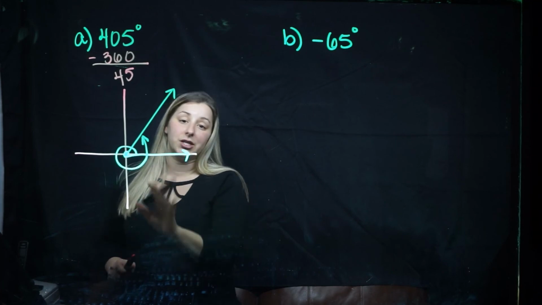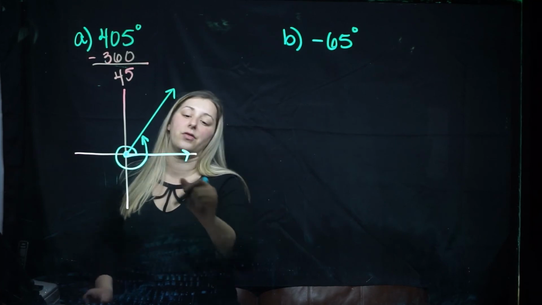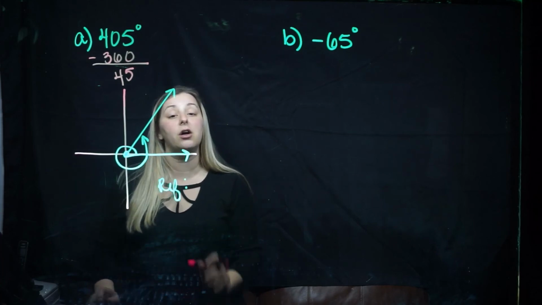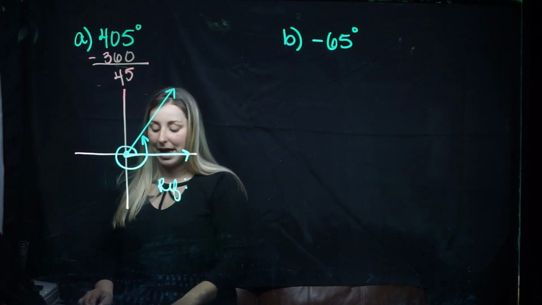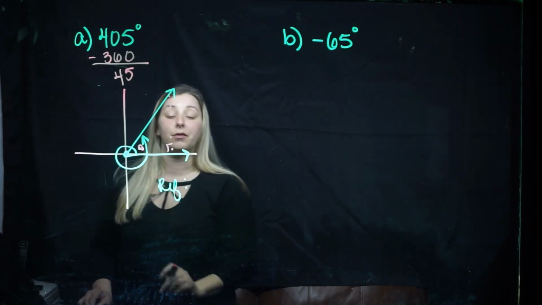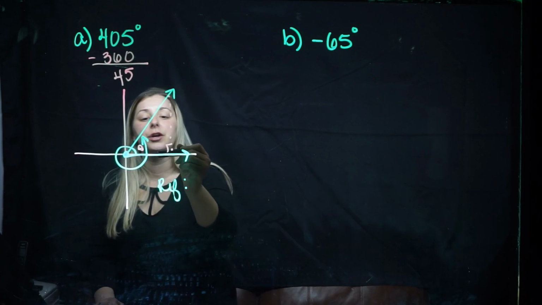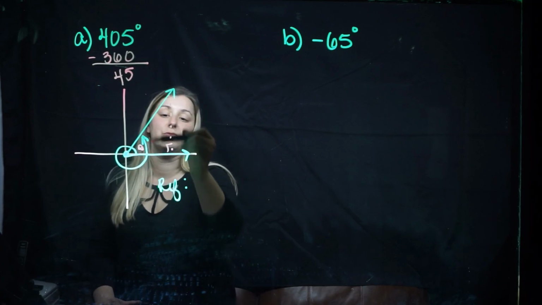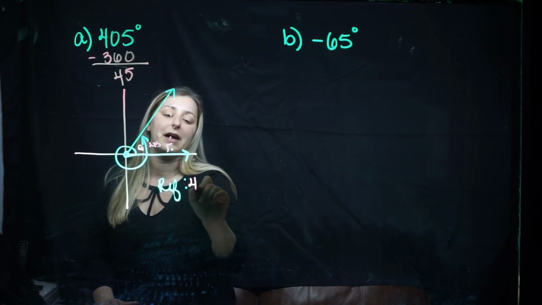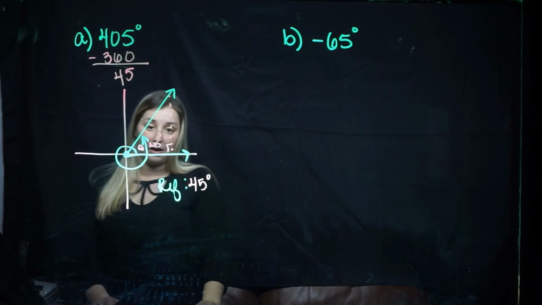Now that would be the sketch in standard position, but what if I asked you to find the reference angle? The reference angle, remember, is the positive acute angle formed with that terminal ray and the x-axis. So if you drop down that perpendicular, this is the theta that we're referring to. How many degrees more than the full rotation did you go? We already found that there. It was 45 degrees. So 45 degrees is your reference angle.